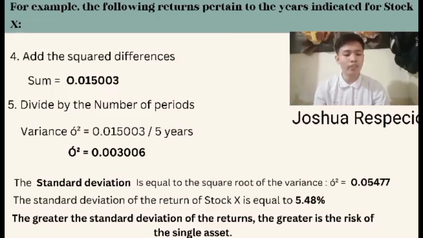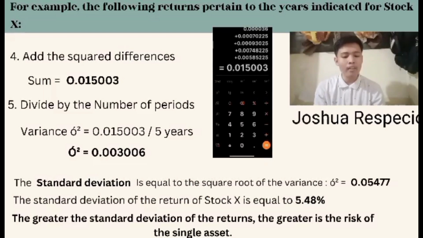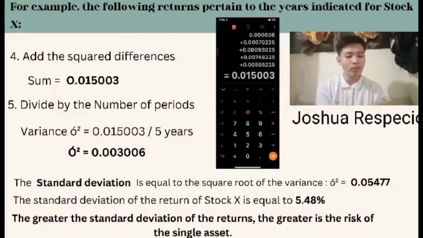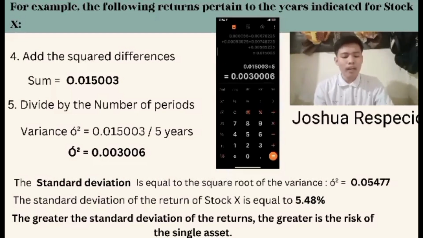So after we get the difference of each return and the mean, and the squared differences, now we will add the squared differences in order to get the variance. First we add 0.000036 down to 0.0058, 0.0052, and 0.0025. And the result is 0.015303. So this is the result for our variance. And since our period is 5 years, we will divide the total by 5. So the total is 0.00306.